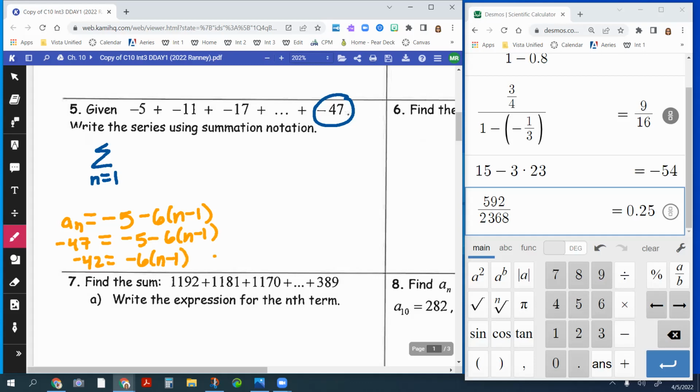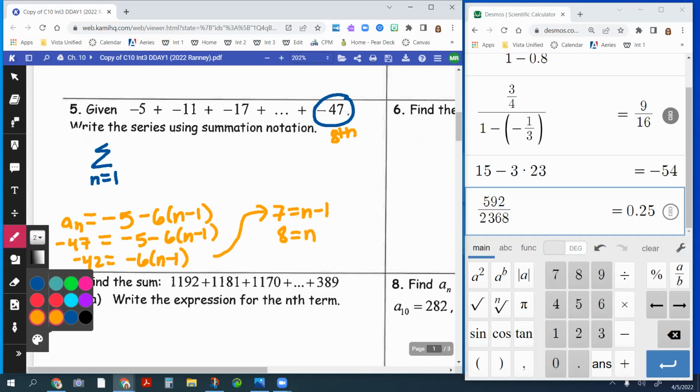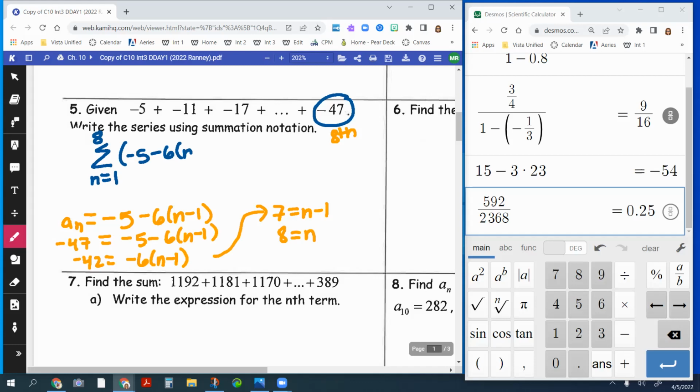I'm going to be dividing by -6, which gives me 7. And then I add 1. So that term here is my 8th term. So I am going to be going from my first term to my 8th term. You need to have a value up there. And then I'm going to write my equation. My equation was -5 minus 6 times n minus 1. That's your summation notation.